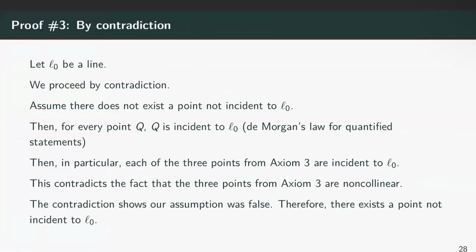Let's take a look at a different proof, using a proof by contradiction. This one I'm going to do in the style of writing it in paragraph form. So let L naught be a line. And now we need to warn the reader. We proceed by contradiction. You want to say something to warn the reader about what's going on. Assume there does not exist a point not incident to L naught. This is our contradiction assumption.